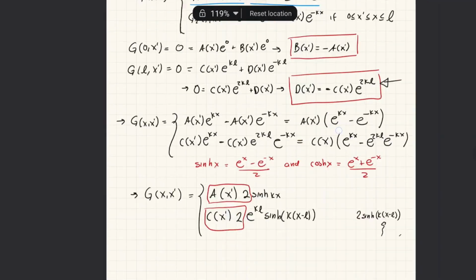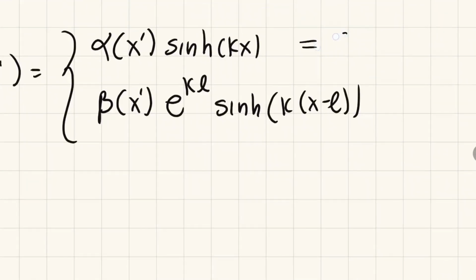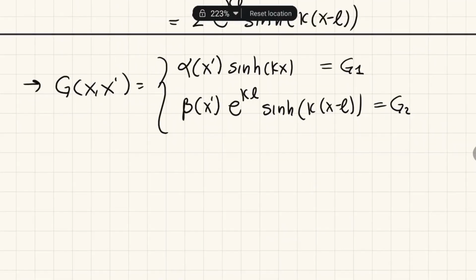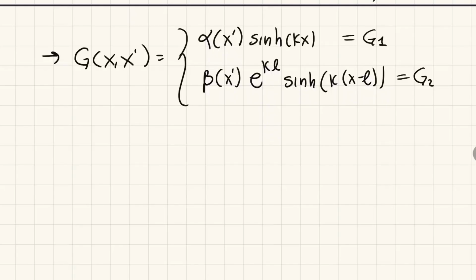Okay, so that means that evaluated at x prime, these two pieces have to be equal. Recall that this is g1 and this is g2, right? So g1 and g2 have to be equal evaluated at x prime. So this can be written mathematically in the following way: g1 of (x prime, x prime) has to be equal to g2 of (x prime, x prime).